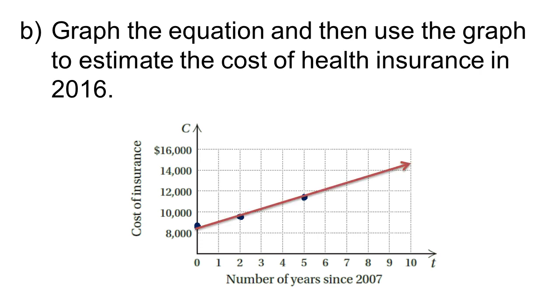Now let's use the graph to predict the cost of health insurance in 2016. 2016 is 9 years after 2007, so we want to take a look at T equals 9. So we'll find T equals 9 and we'll go up till we hit the graph, and then we'll go left and we see that that value is 14,000. So using the graph, we estimate that the cost of health insurance in 2016 will be $14,000.